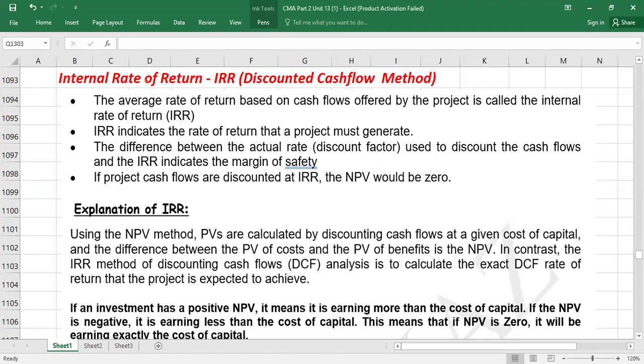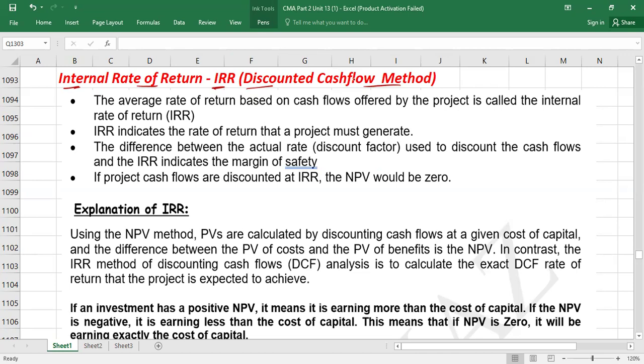So hello guys, we are going to discuss today internal rate of return. This is also called IRR. This is one of the discounted cash flows methods. In discounted cash flows, last time we discussed how to calculate the net present value, and today we are going to calculate internal rate of return.